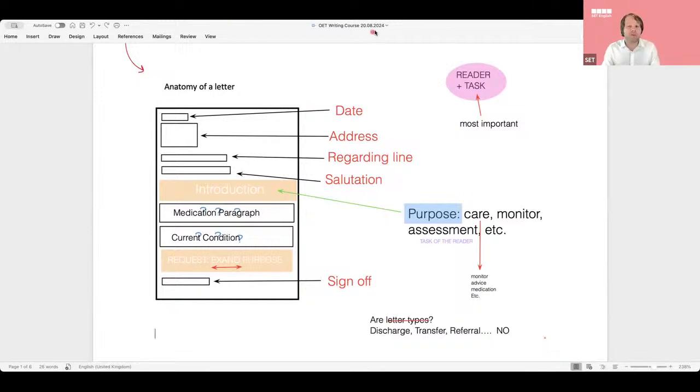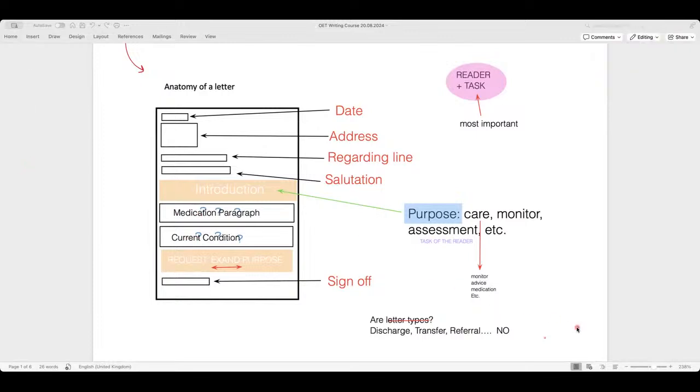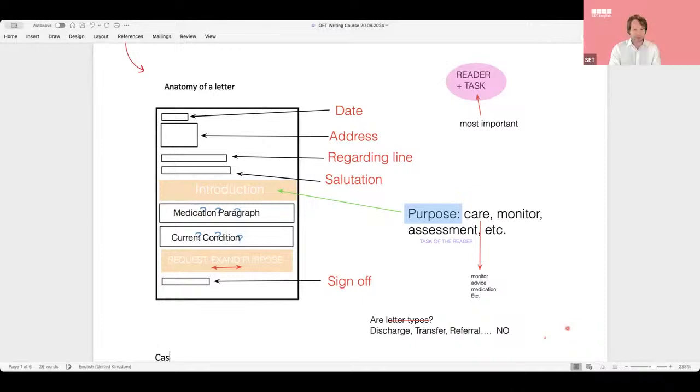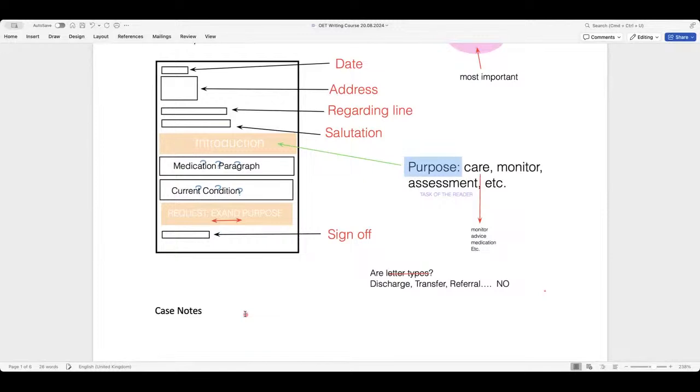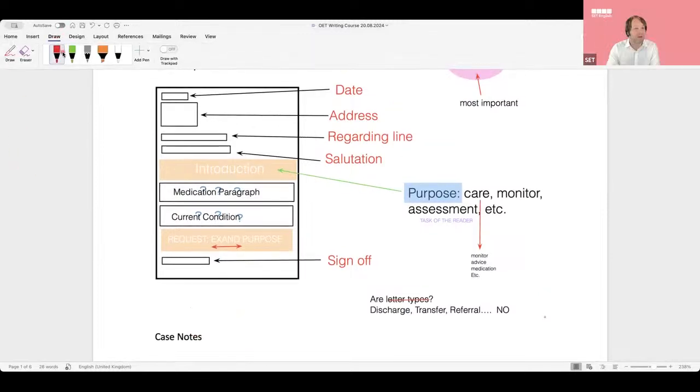Okay, now guys, we've talked about the anatomy of a letter. What I want to talk about now is what goes inside your paragraphs. What goes inside this? What am I talking about? I'm talking, of course, about case notes. We put case notes inside our paragraphs. Everyone agree? The case notes go inside here.